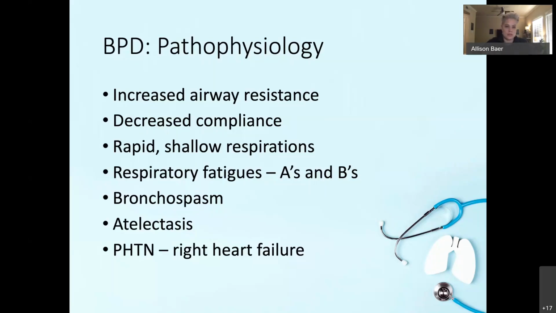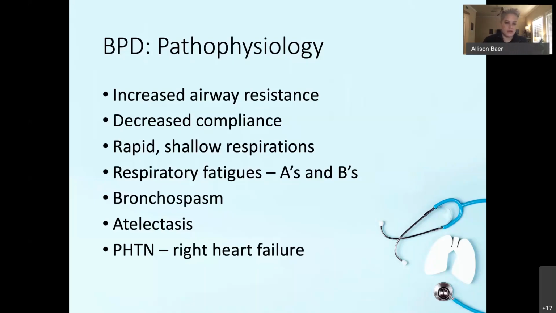So physically, you're going to see rapid shallow respirations. They're trying to compensate for that lack of ability to stretch out by increasing their minute ventilation. So basically taking more breaths, just like a baby compensates its cardiac output with an increased heart rate. These babies compensate their minute ventilation by increasing their respiratory rate, but they're going to be more rapid and shallow breaths. They can get respiratory fatigue if it gets bad enough, and you can see apneas and bradycardias from that.